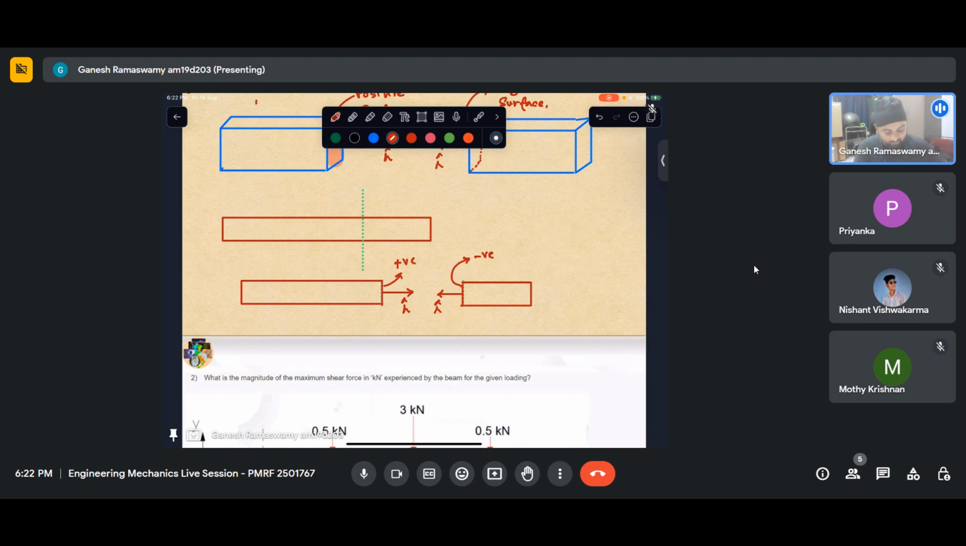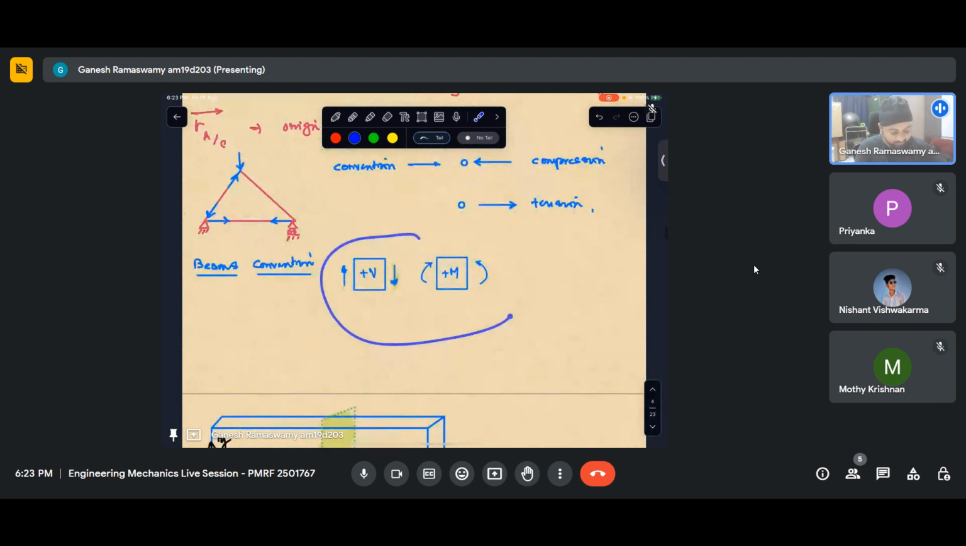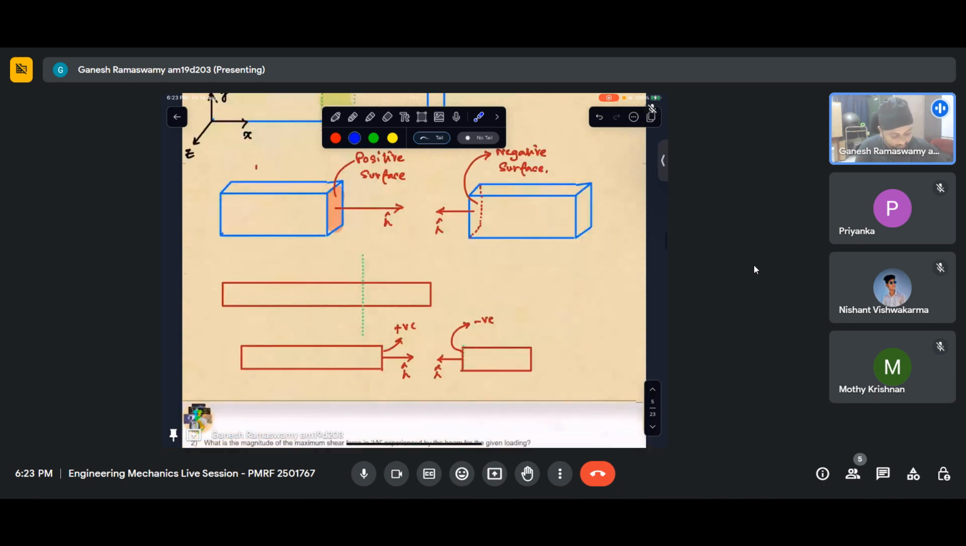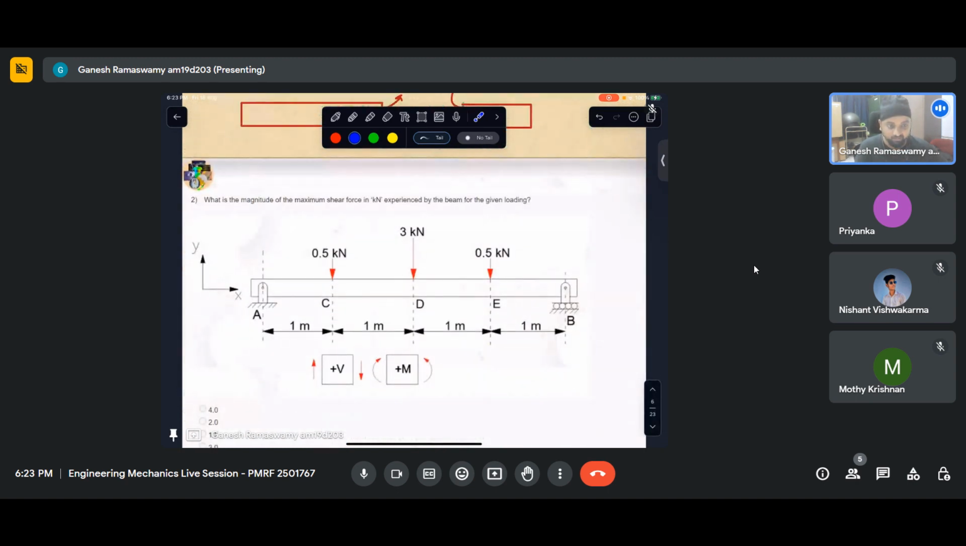Why? Because my positive coordinate direction is pointing in the same direction as my outward normal. Once I identify the positive surface, I just have to follow this convention. As we discussed, on a positive surface, I'll simply label shear force as something pointing downward according to this convention, and I'll say that I have put the positive shear force there. Similarly, on that positive surface, I'll put a moment that is anti-clockwise, and I'll say I have accounted for positive bending moment there. So this is all that needs to be done. I hope that this is clear. With this background, let us go ahead and look at this question.